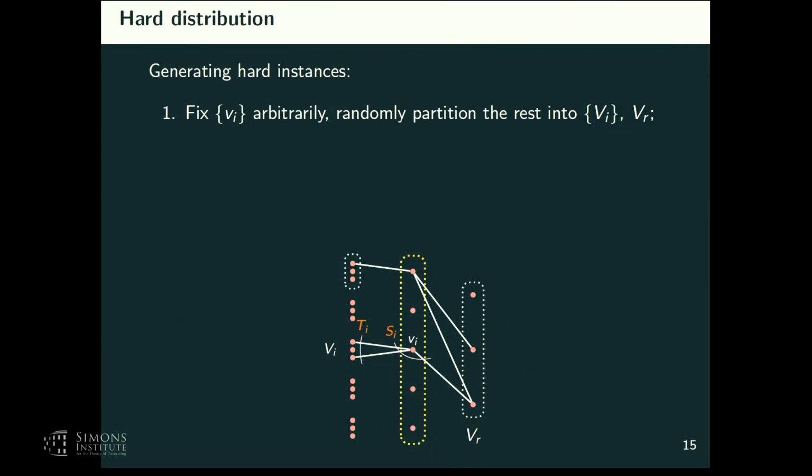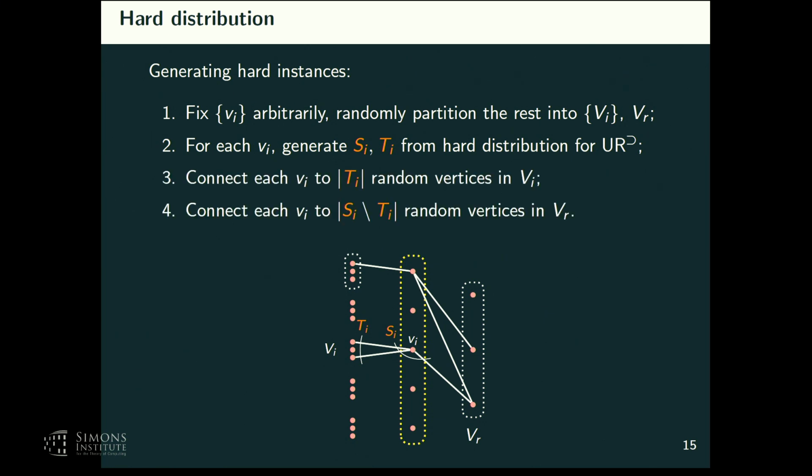So our hard instance will be: first, randomly partition the vertices into different sets Vi and also Vr, and randomly permute the names. And then for each vertex Vi in the middle, generate a hard instance from the universal relation instance. And then we connect each vertex Vi to Ti random vertices on the left, and then connect Si minus Ti random vertices on the right. And this completes the hard instance. So, questions?